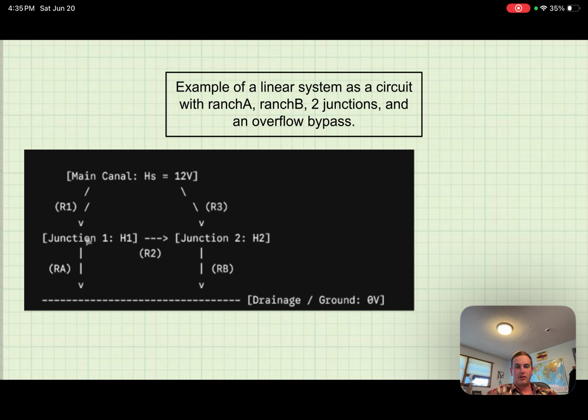So yeah, in the summertime it's completely different. It's not even a real circuit in the summertime because this overflow bypass is going to be completely dry. All this water is coming down R1. This guy has his box open all the way, trying to get as much water as he can. Well, whatever's left is going here to ranch B. He's getting as much as he can, right? Probably taking more than the legal limit because he doesn't want his alfalfa to die. So they're both taking as much as they can. No water is coming back here. So all this water in the main canal, it's just going to be less and less to the next guy.